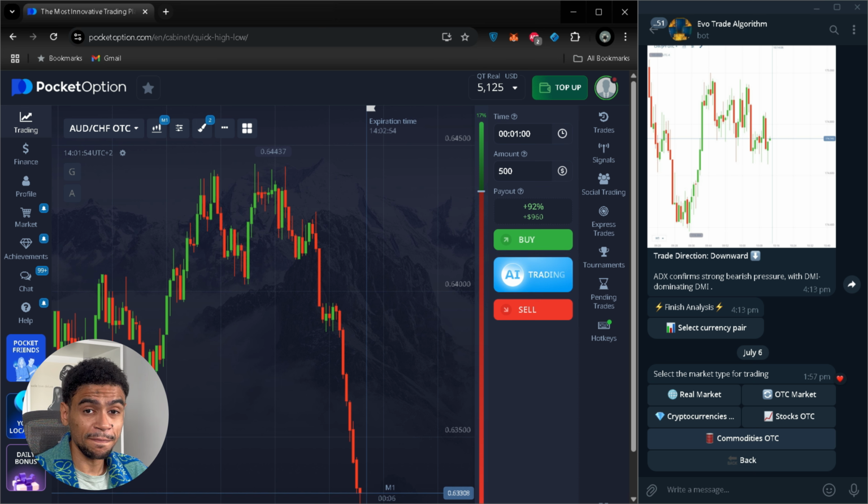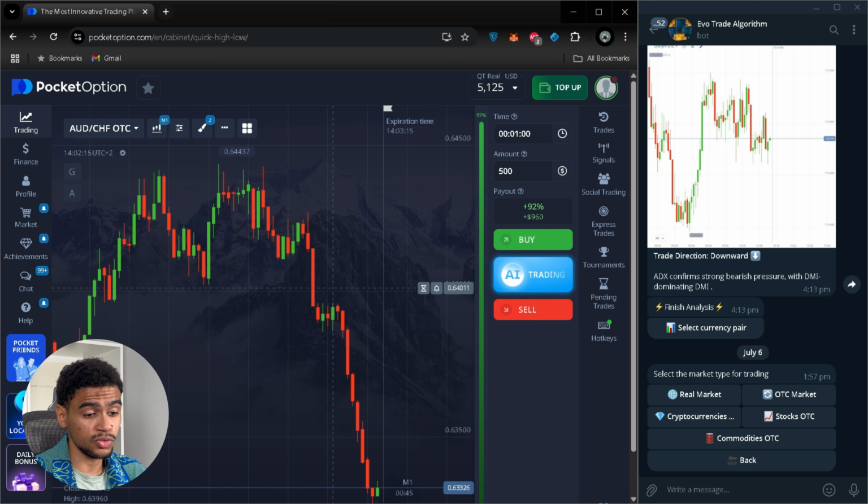If you are getting into trading right now and you want to trade with this robot, just stick to real market and OTC market. That is all you need. If you already have some knowledge in trading, then you can go into crypto, stocks, and commodities. It's gonna be a little bit more volatile, but you will still be able to get some money in for yourself. So let's go ahead.